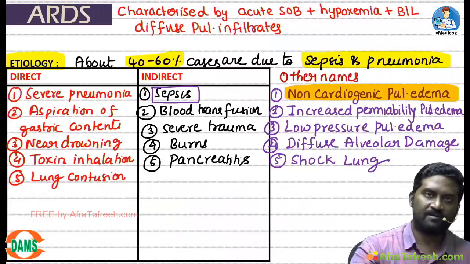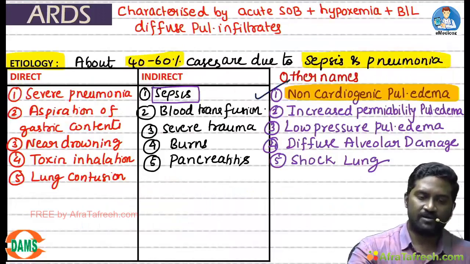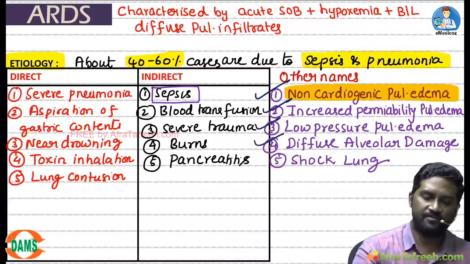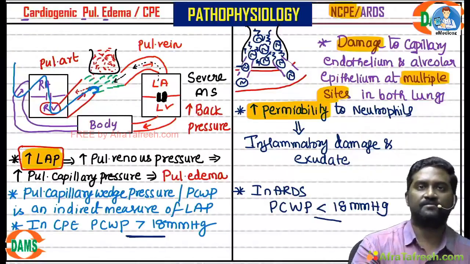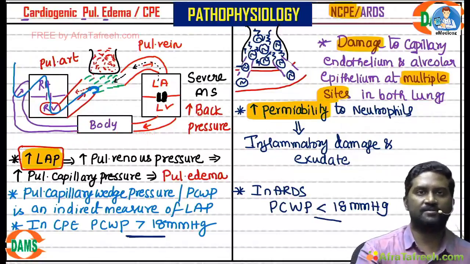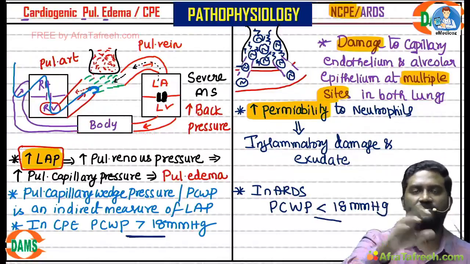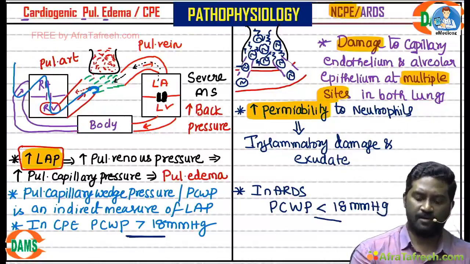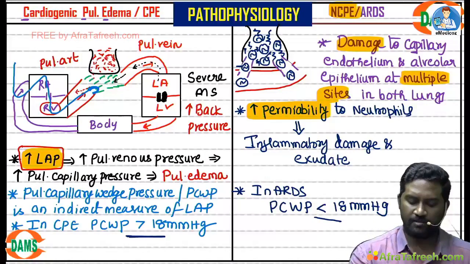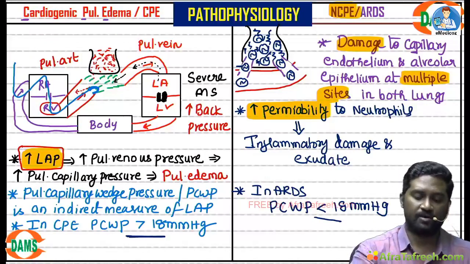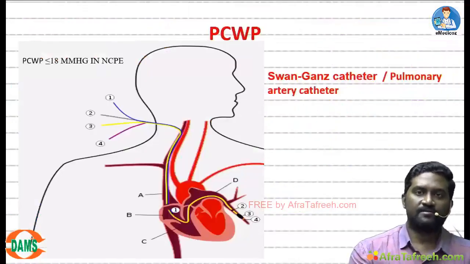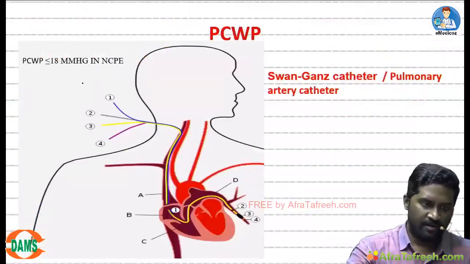So we have discussed why it is non-cardiogenic, why it is increased permeability, why it is low pressure pulmonary edema, why it is diffuse alveolar damage. This is the brief pathophysiology and the difference between cardiogenic and non-cardiogenic pulmonary edema. Now what does this diagram show you?